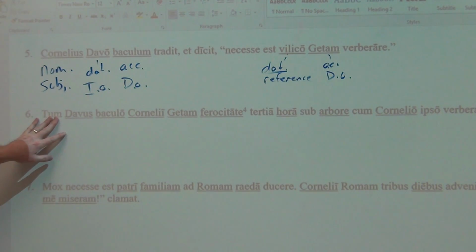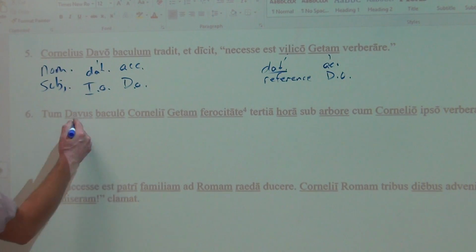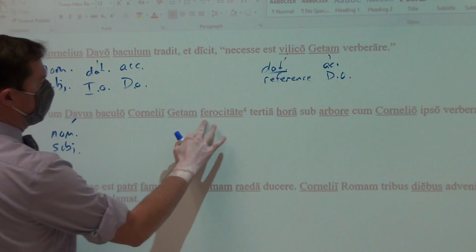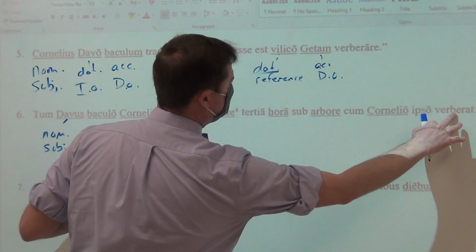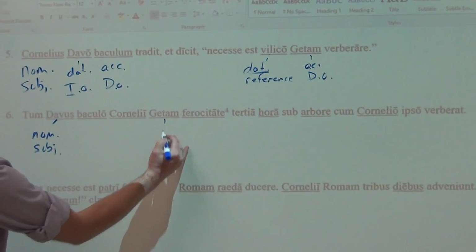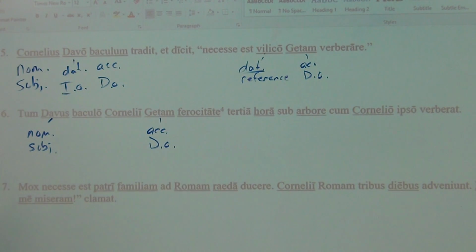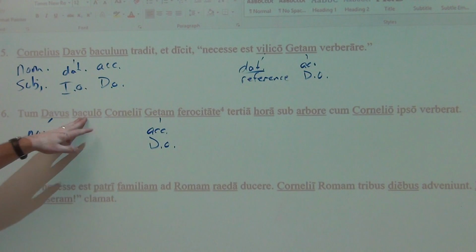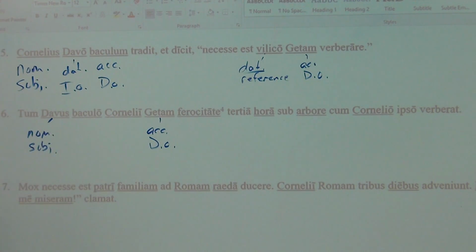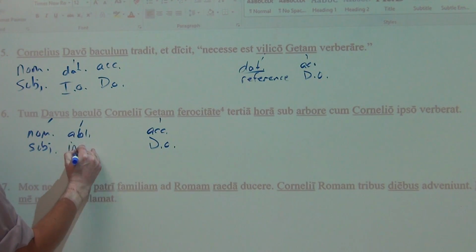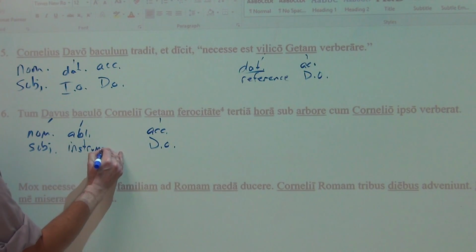Number 6. Tum Dawes. Then Dawes, obviously my nominative subject. Let's go find out what he's doing. Oh my. Got to go all the way to the end. He beats. Well, whom does he beat? Well, you got to find the accusative direct object geta. And since we have no ditransitive verb, that is most likely the ablative. He beats him with a stick. So it is going to be your ablative of instrument, or means if you would like.